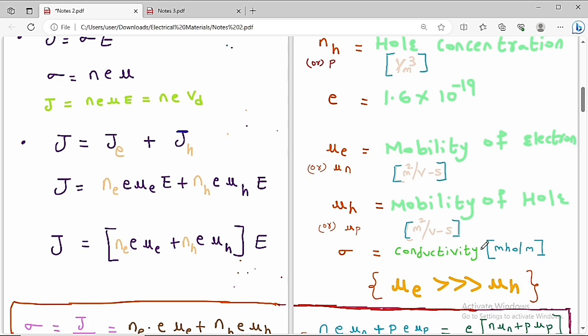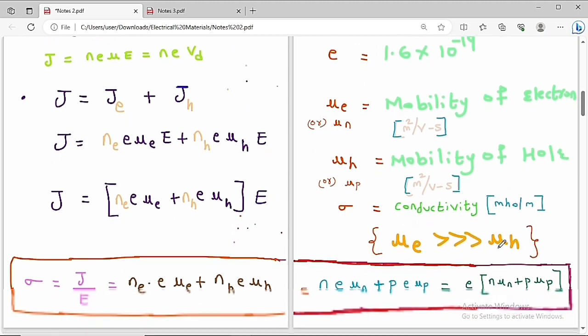So there are different types of things. Okay? So we can use either mho per meter also we can use. And always the mobility of the electron will be higher than the mobility of the hole, because for a unit electric field, the velocity of the electrons will be much higher than the velocity of the holes.